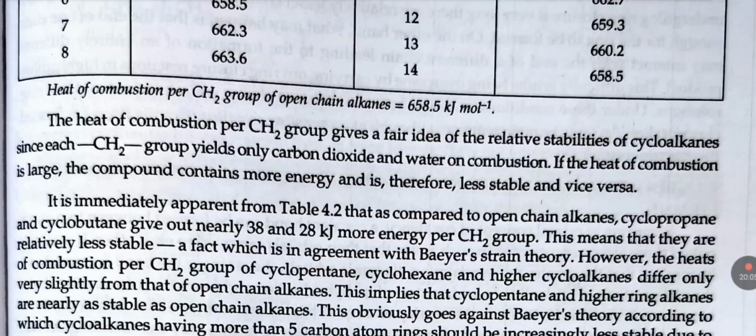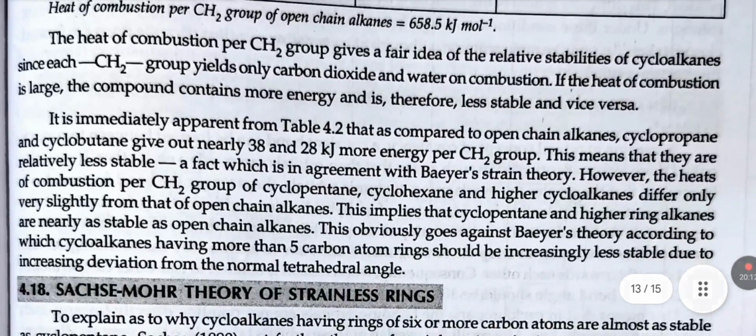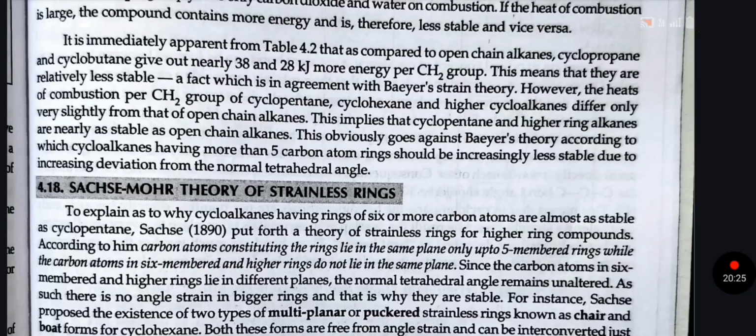If the heat of combustion is large, the compound contains more energy and is therefore less stable, and vice versa. It is immediately apparent from Table 4.2 that, as compared to open chain alkanes, cyclopropane and cyclobutane give nearly 38 and 28 kilojoules more energy per CH2 group. This means that they are relatively less stable, a fact which is in agreement with the Baeyer strain theory.